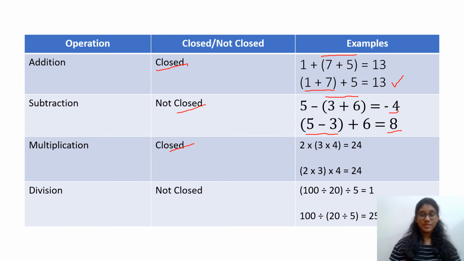Finally, division. Here you have 1000 divided by 20 in parentheses divided by 5, which gives you the answer 10. In the next set, you have 100 divided by 20 divided by 5 in parentheses. And when you solve that, you get 25 as your answer. Therefore, division is not closed under associativity property.